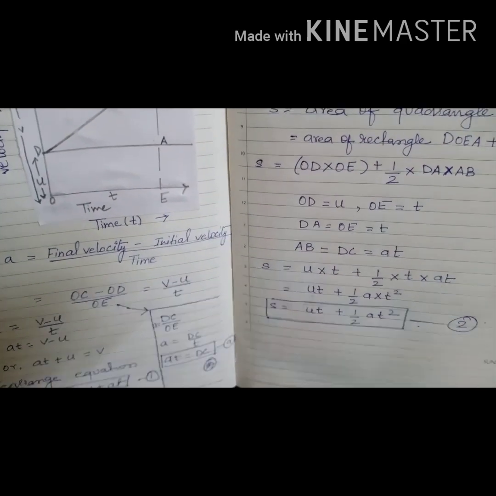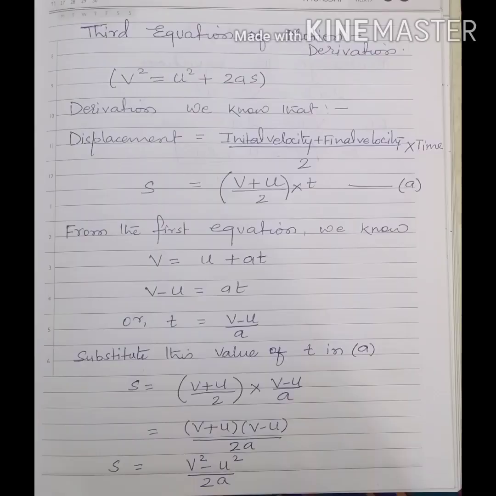Third equation is very easy, that I will paste here now. Okay, so this third equation is very simple. You have to see that displacement equals initial velocity plus final velocity upon 2 into time. If two velocities are there, we have to take the average. Now in place of initial I should have written u, but v plus u is written. It's the same thing, v plus u upon 2, that is the average velocity into time.